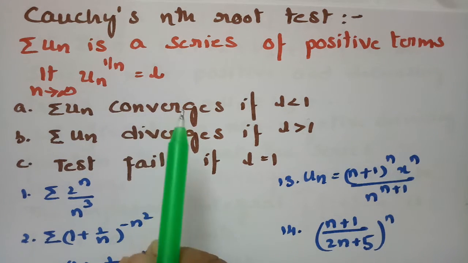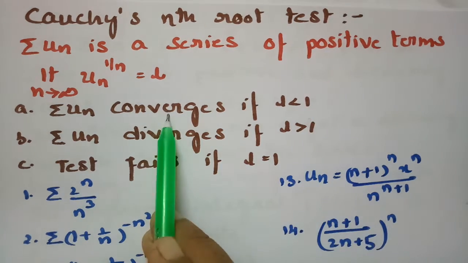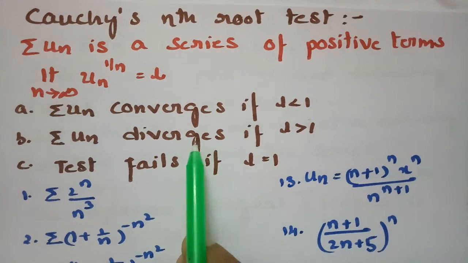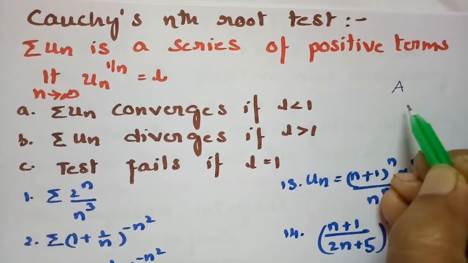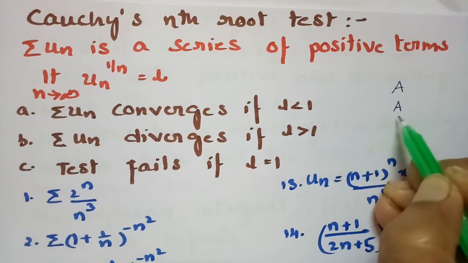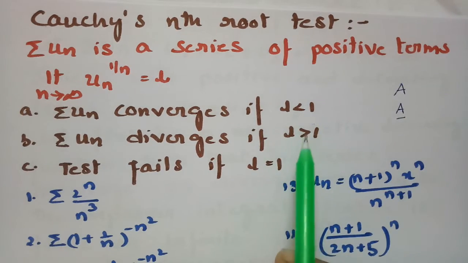Two A's are the same and C is different, the reverse of it. If L is less than 1, convergent. If L is greater than 1, divergent. The test fails if L is equal to 1. So the auxiliary test is different, D'Alembert's ratio test is different, and this C is the reverse of it.